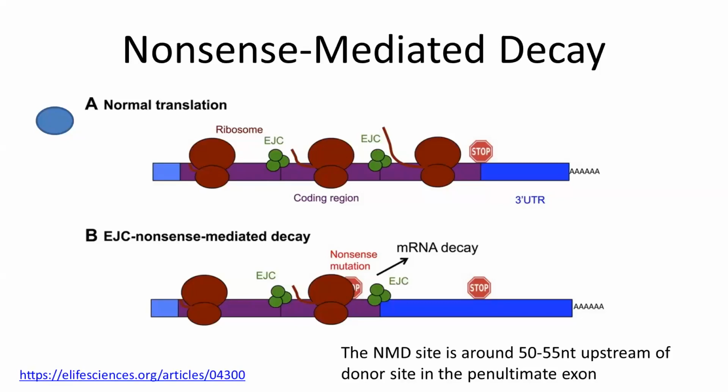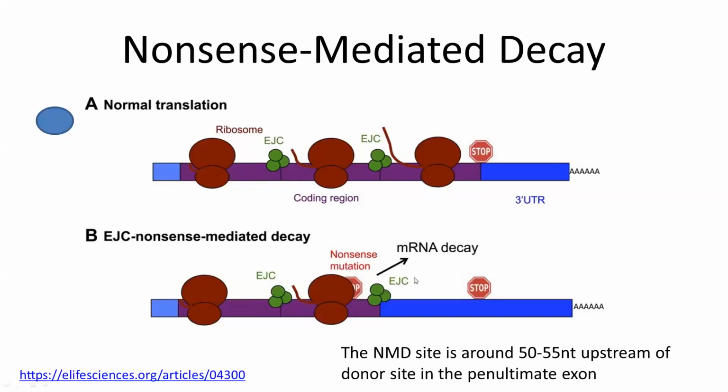Something's wrong. This is a premature stop codon. I'm sending this to be degraded. And so off it goes. And so one important concept is this NMD site. So this is around 50 to 55 nucleotides upstream of the donor site in the penultimate exon.